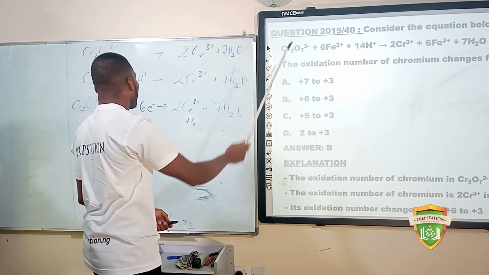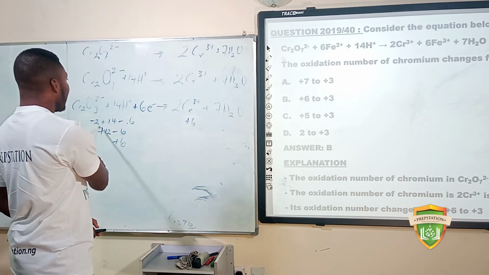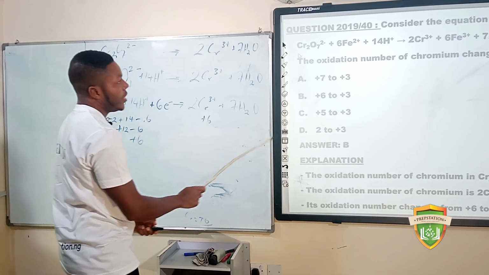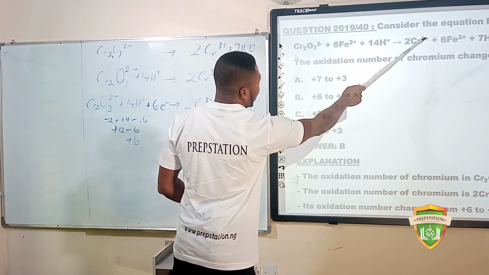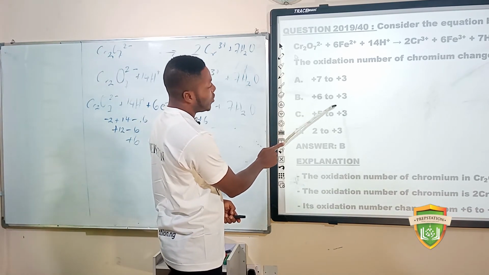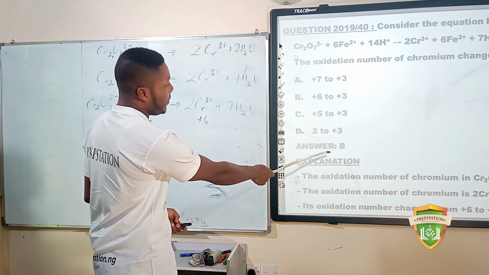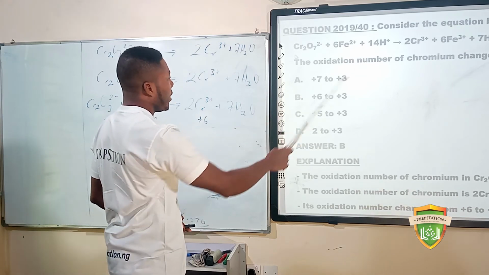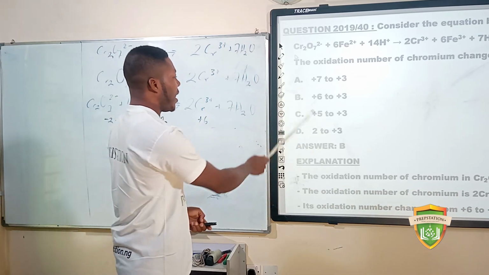Cr2O7 2- will give us what? +6 as a charge. Then here is +3 already. So chromium here will move from where? From +6 to what? To +3. So the answer there is what? It is B. So 7 to 3 is off, C and D are off. This is the actual answer.